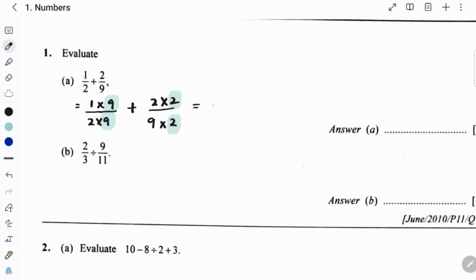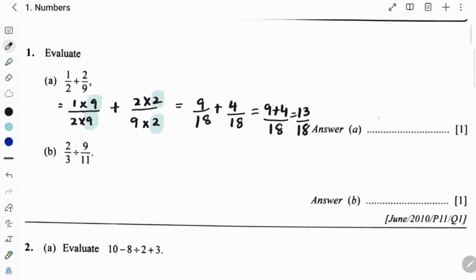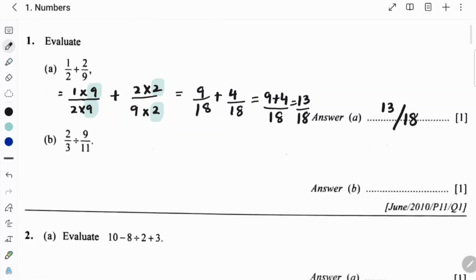So that is becoming 9 upon 18 plus 4 over 18. Now we are ready to add both of the fractions because the denominator is equal. So 9 plus 4 upon 18, everybody knows that it is equal to 13 over 18. As the numerator is smaller than the denominator, we cannot make it into a mixed number. So we just write down 13 over 18 as the answer for this question.